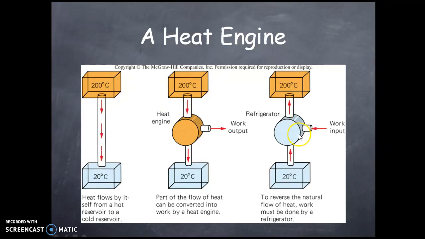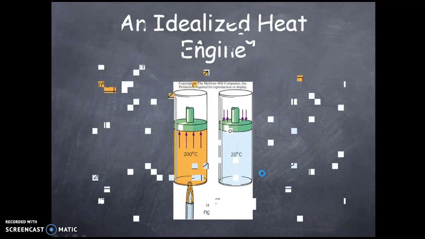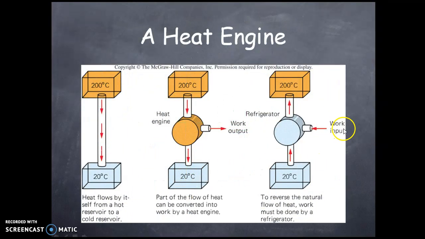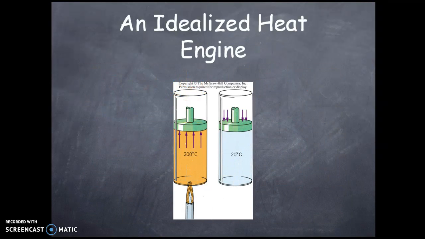Opposite to it is the refrigerator, where, to reverse the natural flow of heat, work must be done. You can see right here, naturally the heat will not flow from 20 to 200. So we have to do some input work, which is mechanical work, in order for the heat to flow from 20 to 200 degrees Celsius. And this is called the refrigerator mechanism. The heat engine is exactly opposite of the refrigerator mechanism.